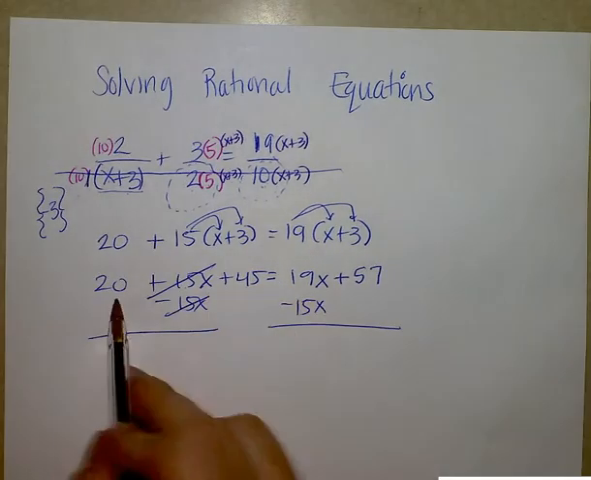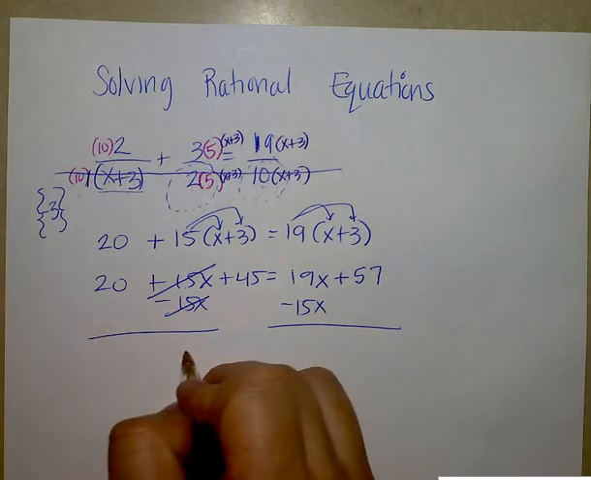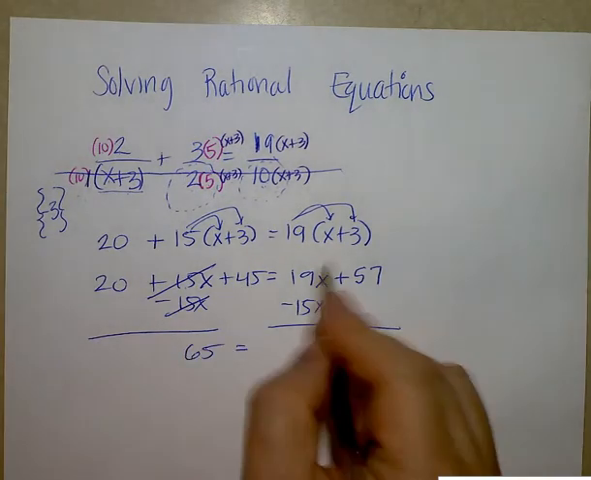And then I'm going to combine 20 and 45 is 65. You'll probably help me since you have a calculator.